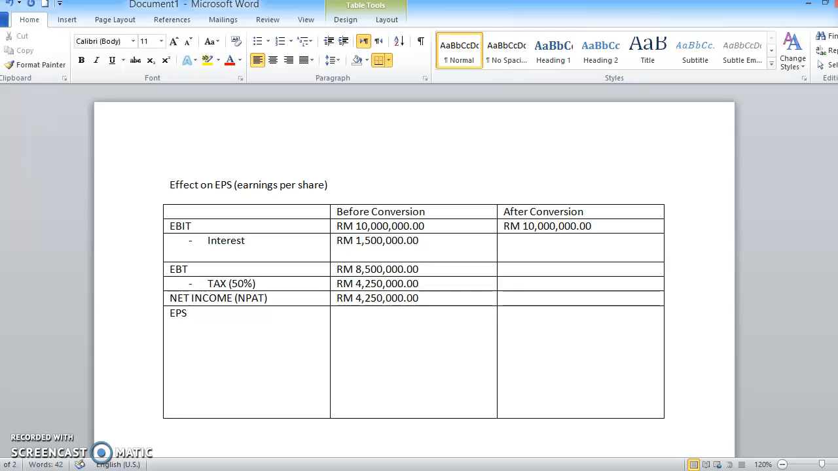Right? So last adalah we have to calculate the EPS. In order to calculate the EPS, we have to take this 4 million and 250 thousand, by dividing this whole net income, we have to divide by the total of shares available, or the total of shares outstanding.